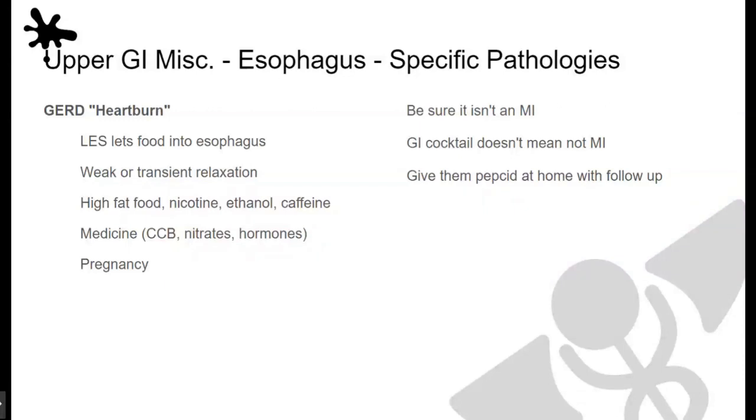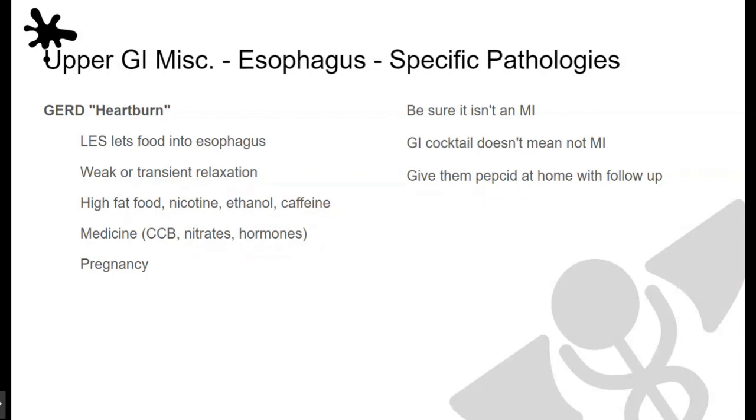So medicines can cause it, right? Calcium channel blockers can cause that smooth muscle relaxation in the esophagus. If you're taking a nitrate, hormones, those can all cause it. Pregnancy can cause it, as the relaxin also relaxes the smooth muscles up there as well. So the big thing about GERD though is you've got to be sure it's not an MI.